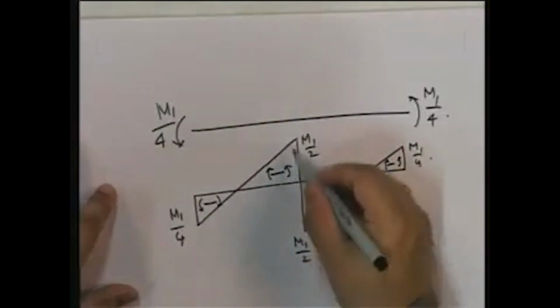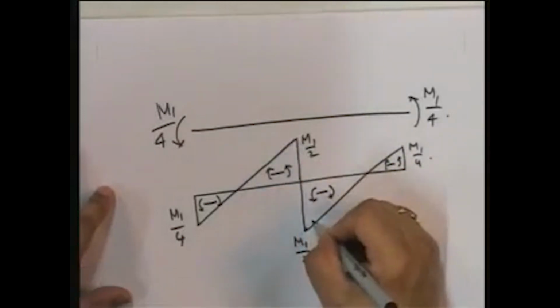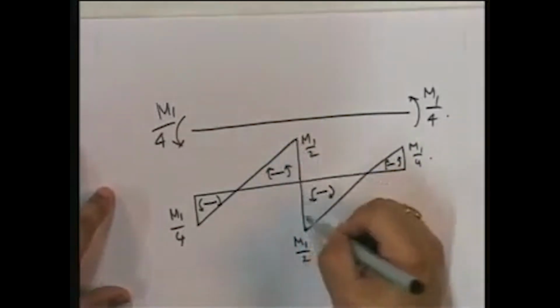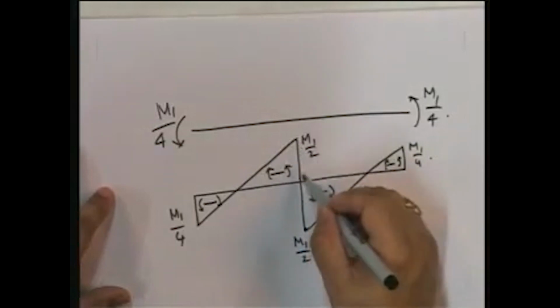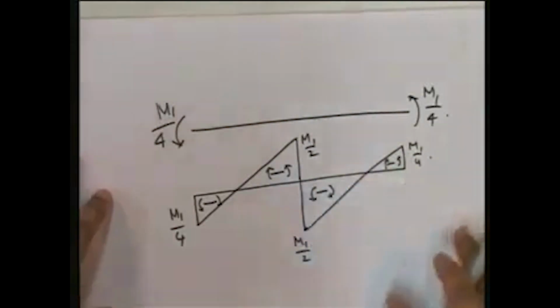Why is there a discontinuity at this point? Well, what is the discontinuity? M1. And what is the applied moment over here? M1. So this is the discontinuity.